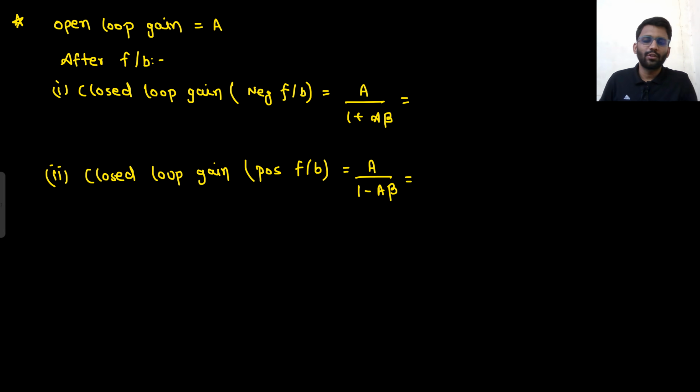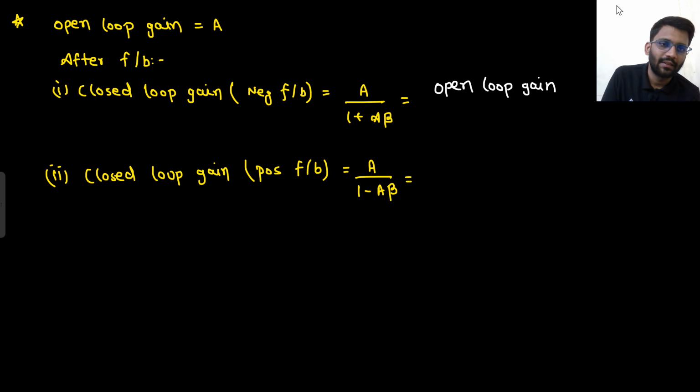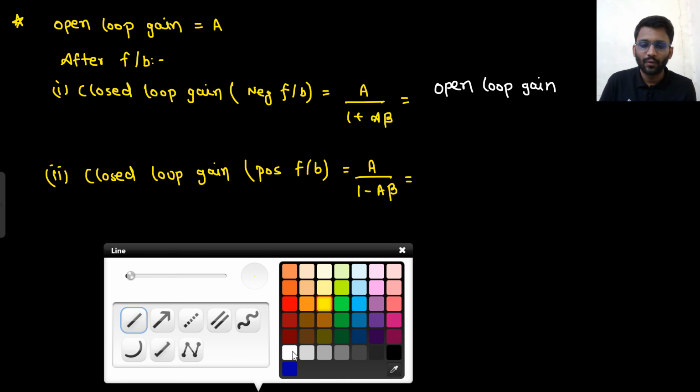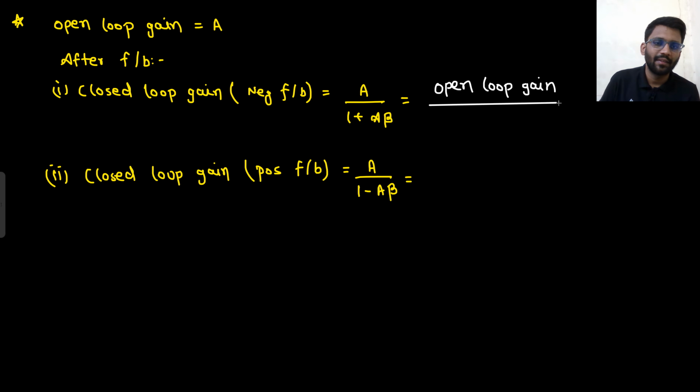Now we are going to find how you find the loop gain. I have already told you what loop gain is. Your open loop gain was A. After feedback, what will be your closed loop gain in negative feedback? That is A upon 1 plus A beta. So you can write it as open loop gain divided by 1 plus loop gain.